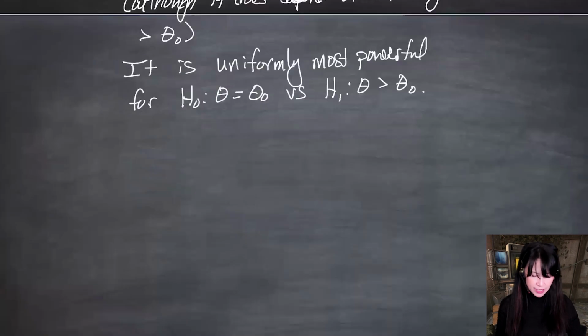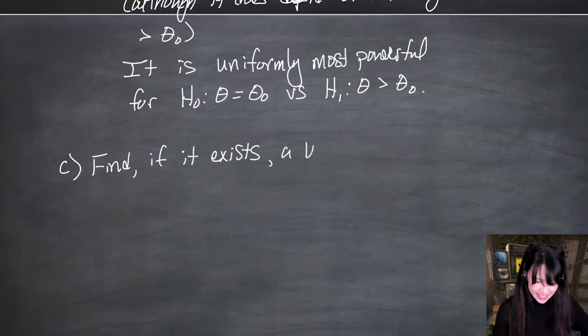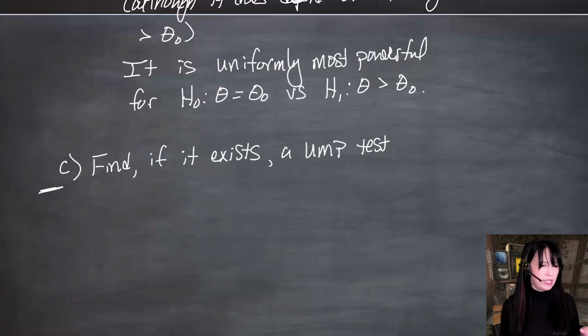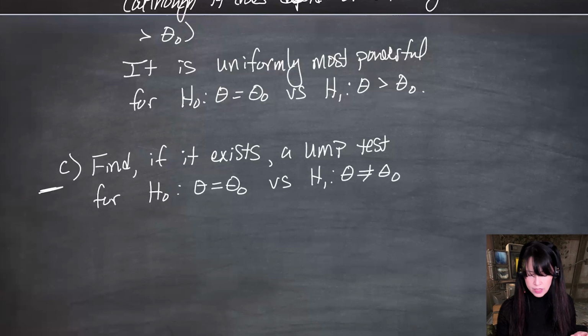Okay, I have just enough time to throw in a part C. And this is going to be find, if it exists, which is a big giveaway because when do I ever say that? A UMP test. So this is still part C of my beta example, so I don't want to take the time to rewrite the setup. Or the new set of hypotheses: theta is theta naught versus the alternative that theta does not equal theta naught.